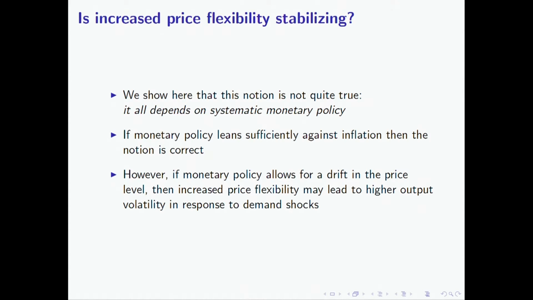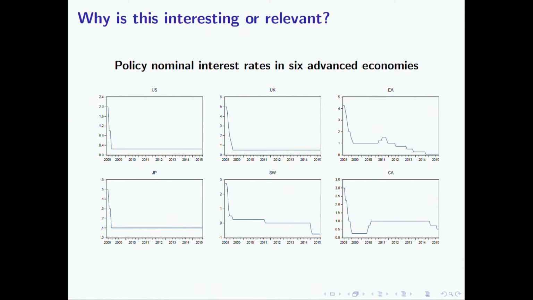Now, why is this at all interesting or relevant for central banks? Well, I would argue this is very interesting for central banks because in recent years, policy nominal interest rates in many advanced countries have reached very low levels, levels beyond which central banks are unable or unwilling to go further down. And I would argue in this presentation, this is exactly the situation when increased price flexibility leads to the amplification of shocks and to destabilization of real variables.